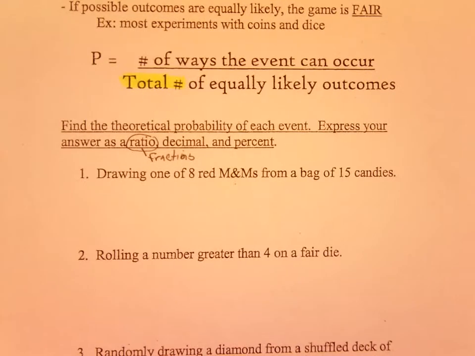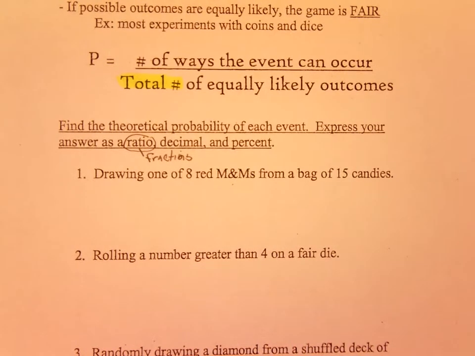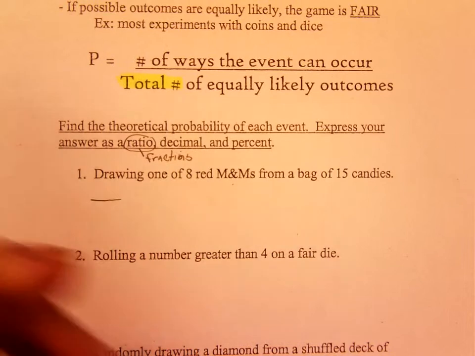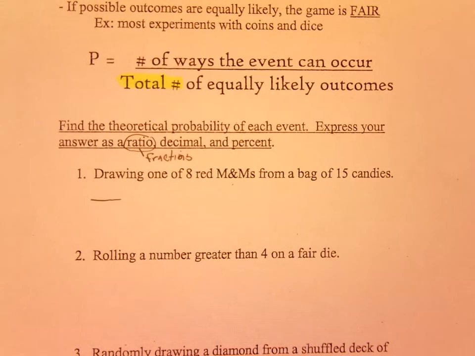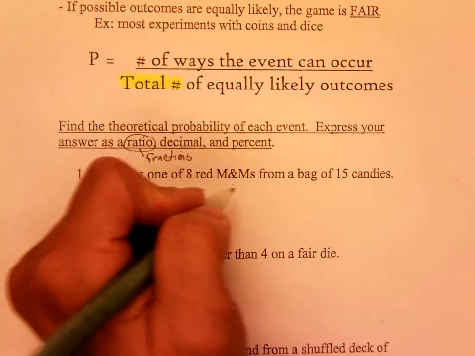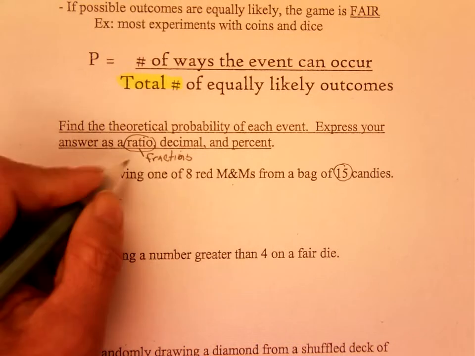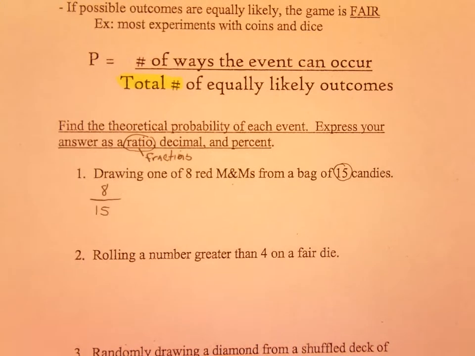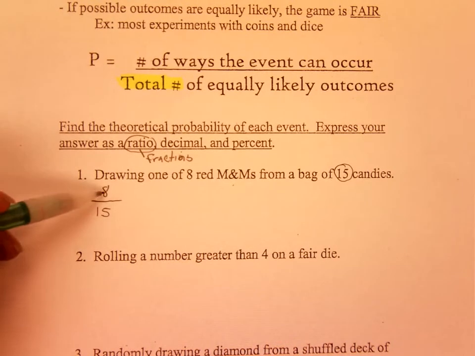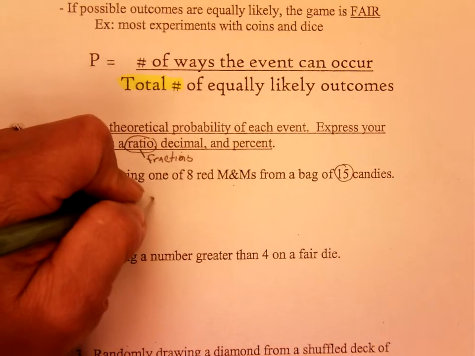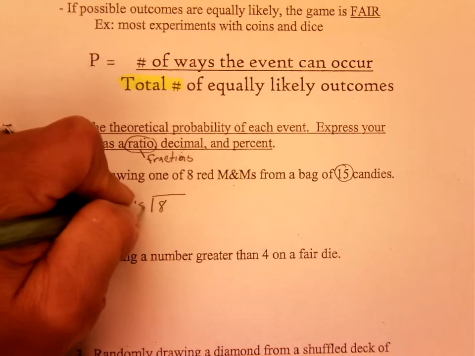So let's look at example 1. It says drawing one of 8 red M&Ms from a bag of 15 candies. So you've got to figure out what is the numerator, what is the denominator. Well, what is the total number of M&Ms in the bag? It says right here, from a bag of 15 candies. So 15 is your denominator. Your numerator is 8, because there's 8 red M&Ms. Now look at your ratio and see if you can reduce. Can you reduce 8 and 15? You can't. So to find your decimal, you have to divide 8 by 15.